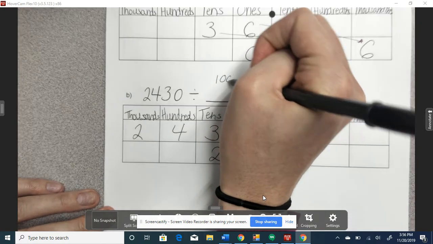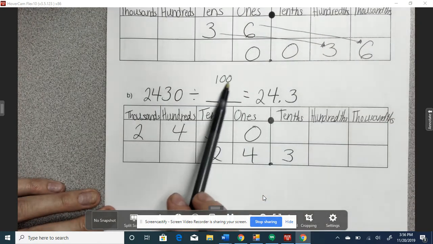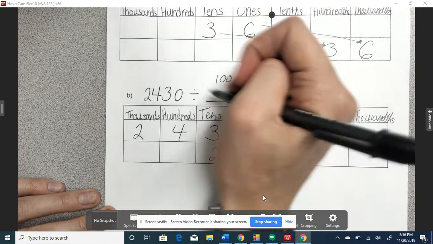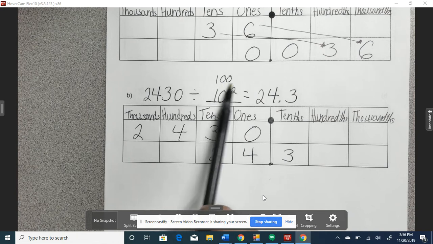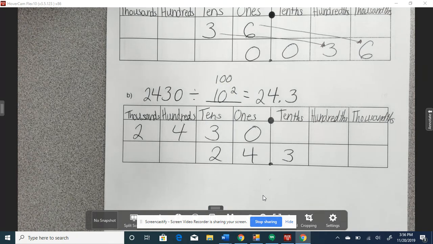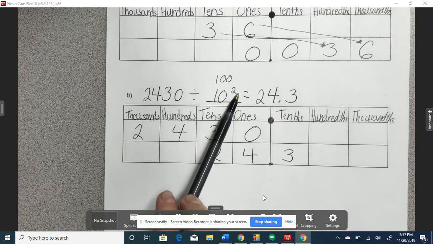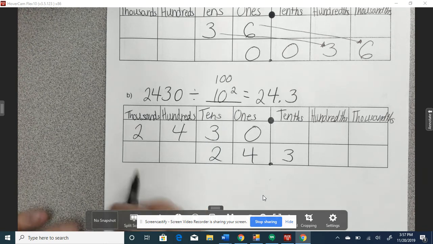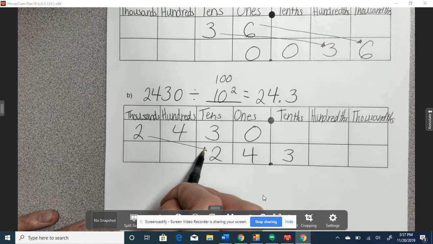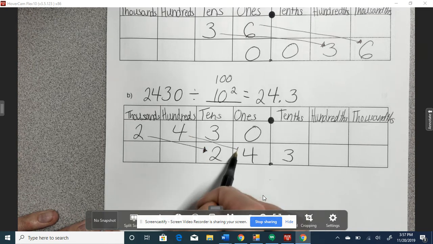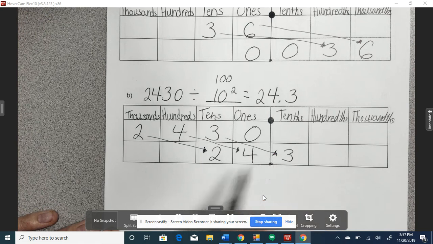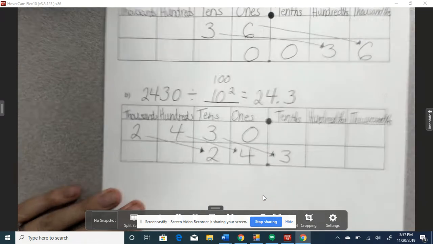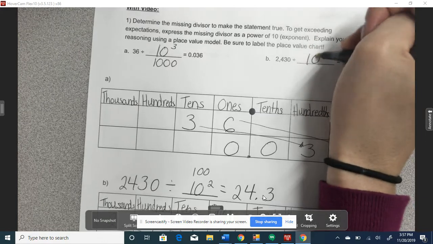I'm going to write that up here to help us so we can write our exponent. 100, written as an exponent, can be written as 10 to the power of 2. Interesting, there's 2 zeros in 100, and we have an exponent of 2. So 10 to the power of 2 equals 100. If we want to draw the arrows here, we can. And this would be our final answer. So I'm going to put this up here, 10 to the power of 2.